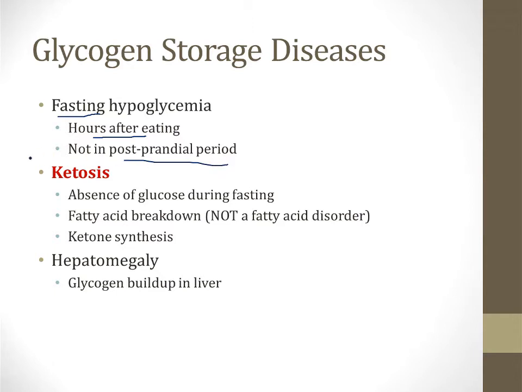In addition, babies with glycogen storage diseases who develop hypoglycemia have ketosis. Because there isn't enough glucose around during fasting, they will break down fatty acids, and this will lead to ketone synthesis. And this is an important feature because, as we'll talk about later, in fatty acid disorders, there can be hypoglycemia, but there will not be ketosis. The presence of high levels of ketone bodies indicates that fatty acid metabolism is occurring normally. And then finally, in the glycogen storage diseases, you can see hepatomegaly. That's because glycogen builds up in the liver.